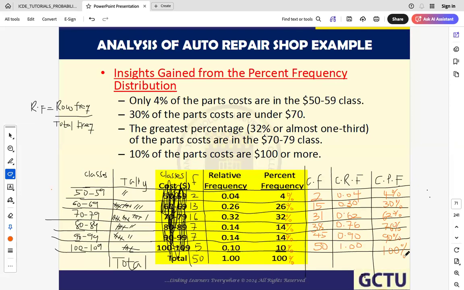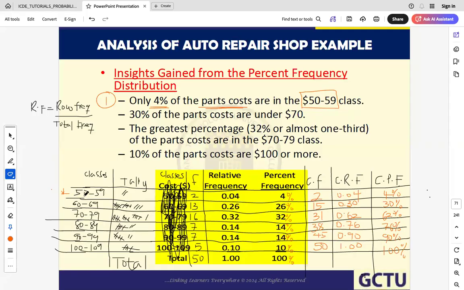And there is several information. So look at some information I picked. I just picked about 4 information here for you, and there are several you can pick. If I say 10, look for your information and write. Now, this is the first information I wrote here. I said only 4% of the spare parts costs are in the range of $50 to $59. Where did I get this 4%? I just look at the first line.